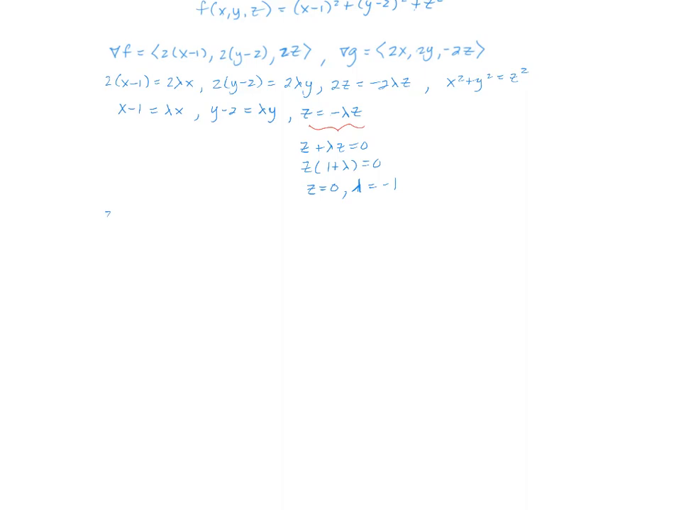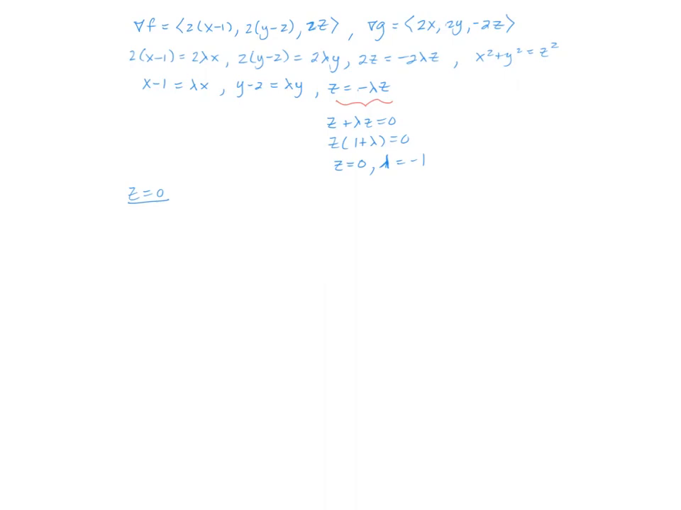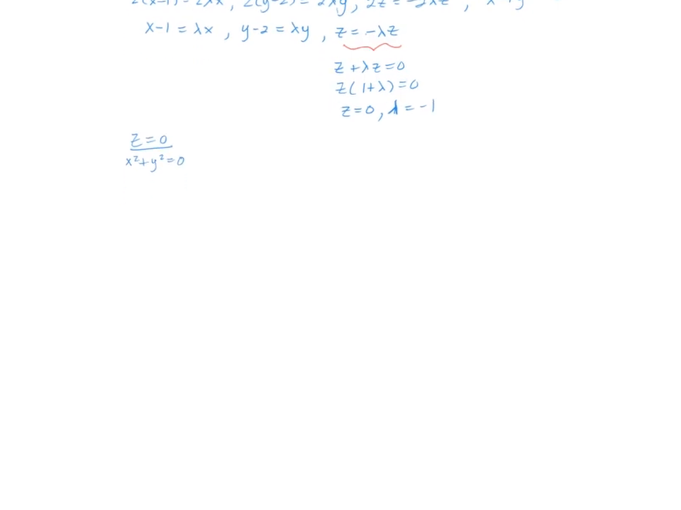Let's see what happens if z is equal to 0. If z is equal to 0, then in my constraint function, I will have x squared plus y squared is equal to 0. This can only be true if x is 0 and y is equal to 0. So my point 0, 0, 0 may be a critical point. Is this point on G? And it is. So this would be a critical point.